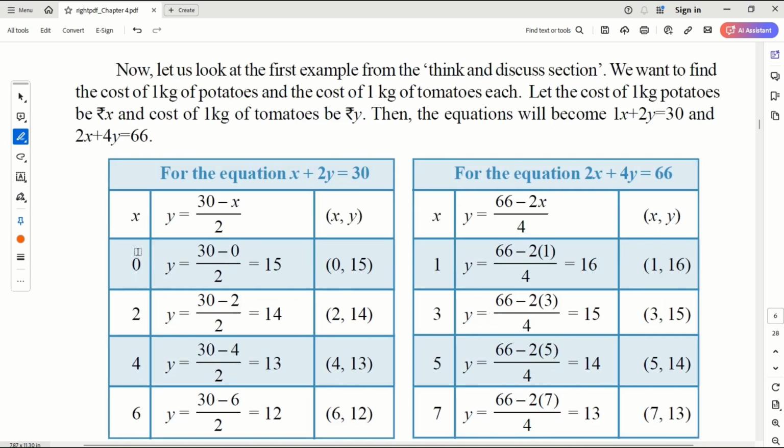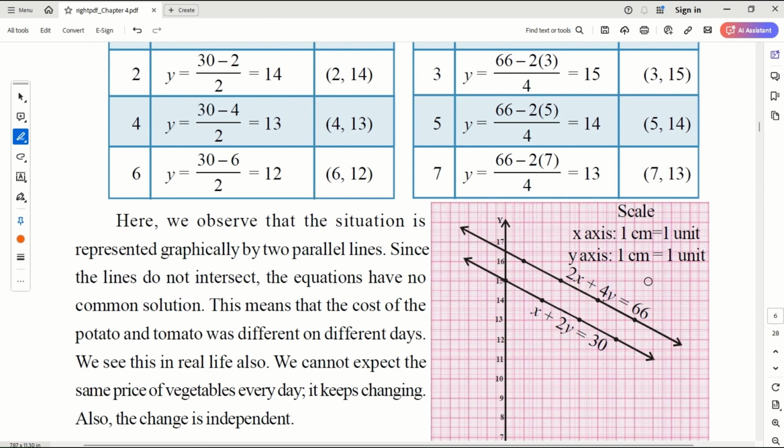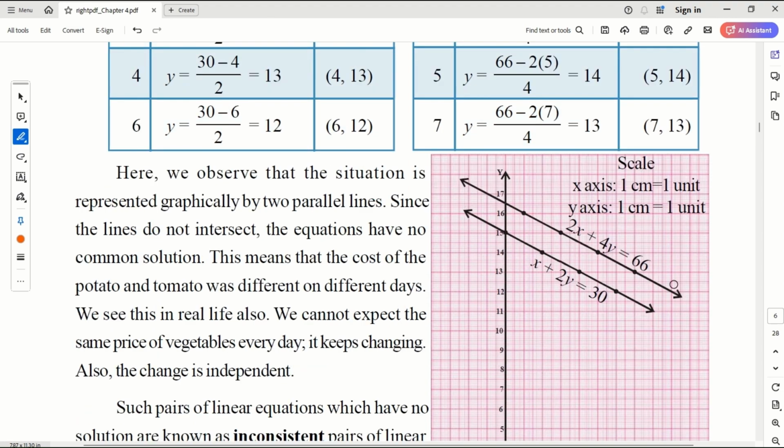So you take it in a similar way: y is equal to (20 minus x) by 2. Here y is equal to (66 minus 2x) by 4. So you derive 2 points. You have the points 0 comma 15, 2 comma 14, 1 comma 16 and 3 comma 15. So draw the two lines. And you see that these two lines are parallel lines. They don't intersect at any point.